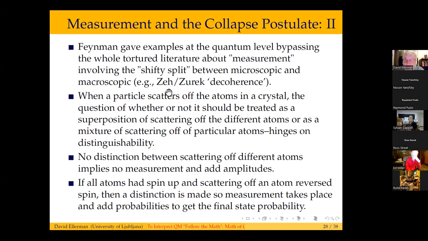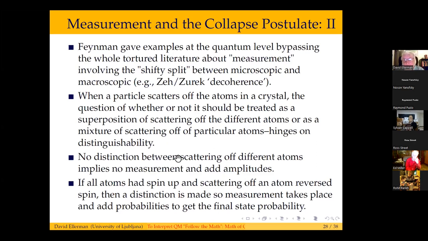For example, in that same volume 3, he gives an example of a measurement at the quantum level. There's no macroscopic thing involved at all. We give several examples, but the easiest one to see is you have a particle scattering off the atoms in a crystal. And the question is whether you should treat that as a superposition of scattering off of different atoms, or as a mixture of scattering off of particular atoms. And that hinges, as he points out, on the question of distinguishability. No macroscopic thing. This is all atomic level crystals.